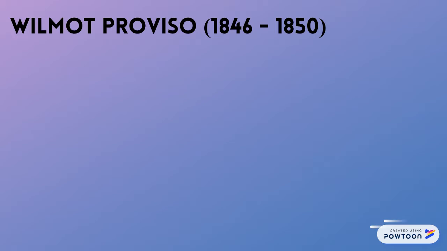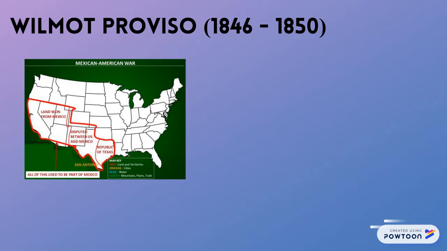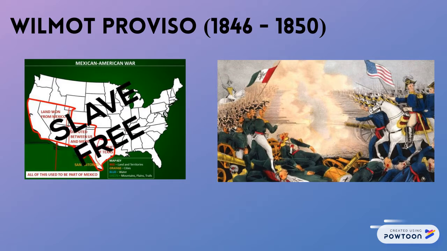Up next is the Wilmot Proviso from 1846 to 1850. It was a piece of legislation that would have made the territories acquired by the U.S. during the Mexican-American War slave-free. The debate prompted the first serious discussion about secession.